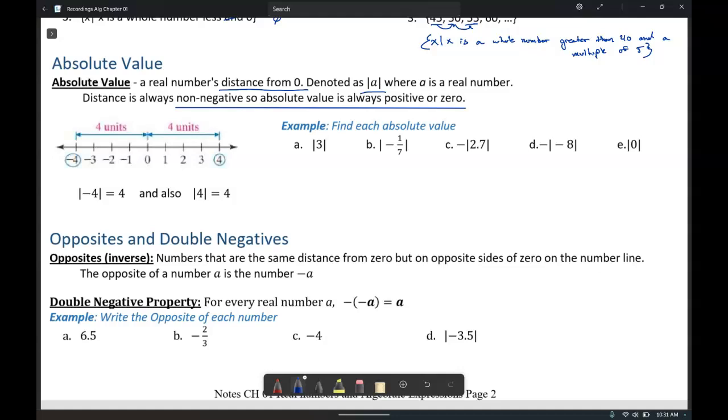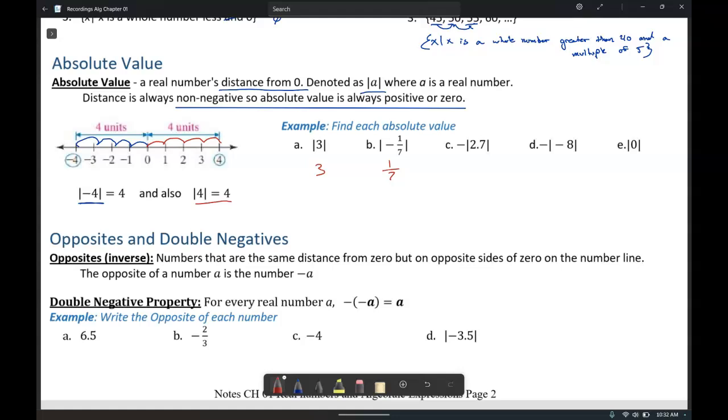Here we have the difference between the absolute value of -4, which is 1, 2, 3, 4 units from 0, and the absolute value of 4, which is also 1, 2, 3, 4 units from 0. So we look at the absolute value and say, whatever's in the vertical bars, once it's simplified, we make it positive. So the absolute value of 3 is 3. The absolute value of -1/7 is 1/7.